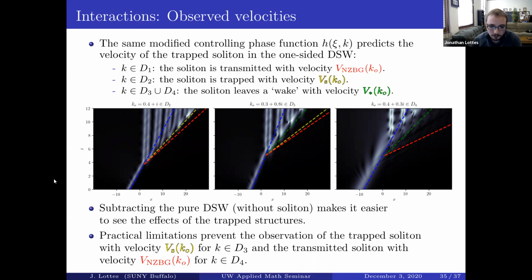Unfortunately, because we're working in double precision and because of the modulational instability of focusing NLS, we're very limited in how long we can simulate these. And so we're not able to see, for example, in D3 the trapped soliton traveling with velocity Vs, and we're not able to see in D4 the emergence of a non-zero background soliton on the other side.